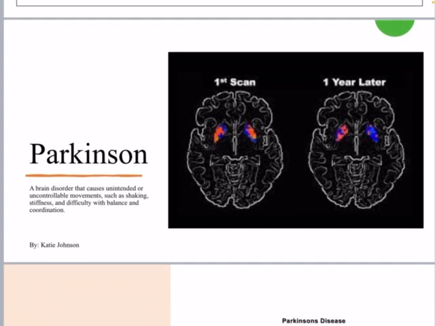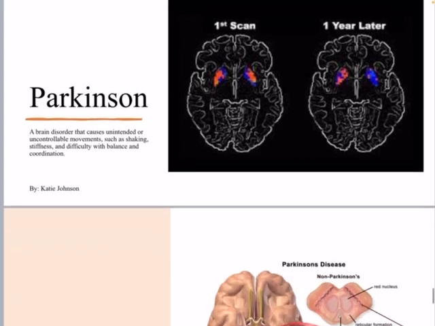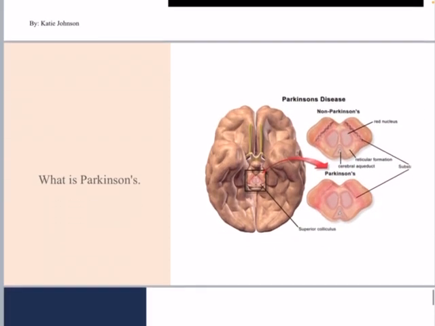Parkinson's, a brain disorder that causes unintended or uncontrollable movements such as shaking, stiffness, and difficulty with balance and coordination. There's an example.